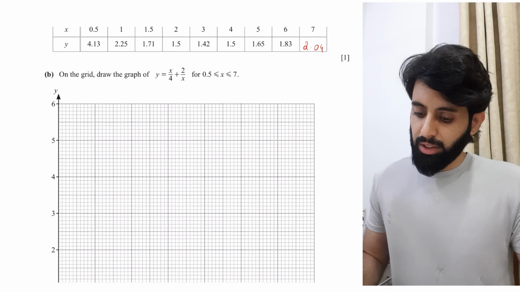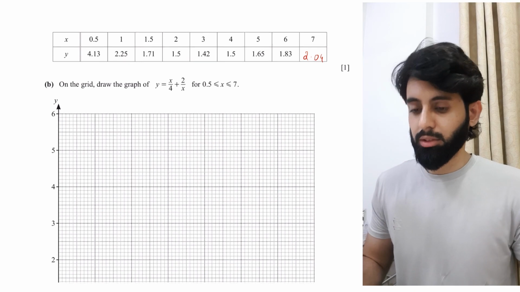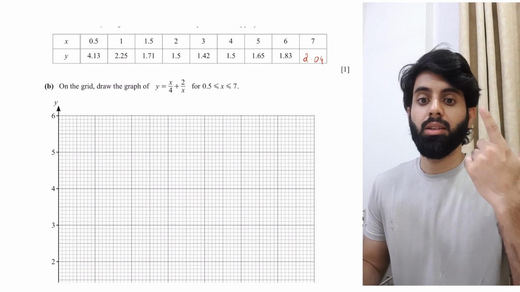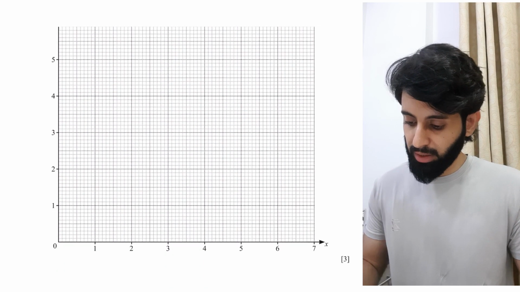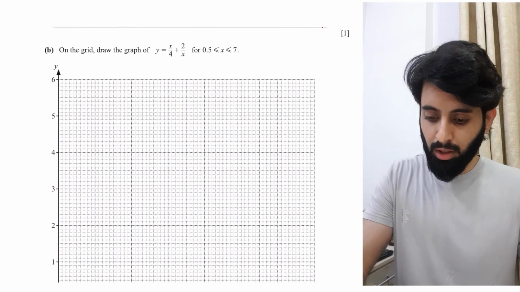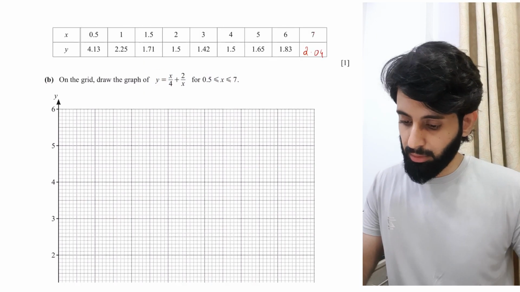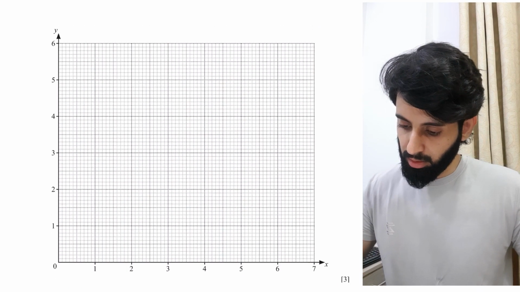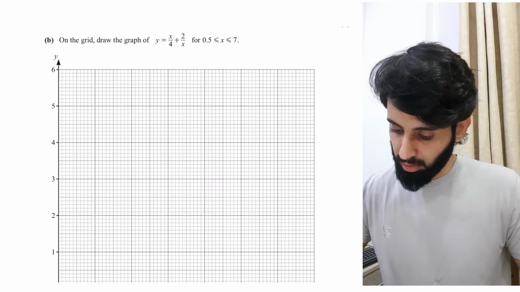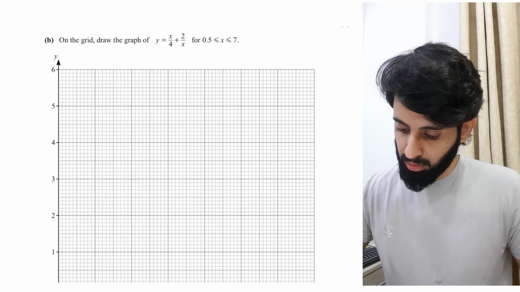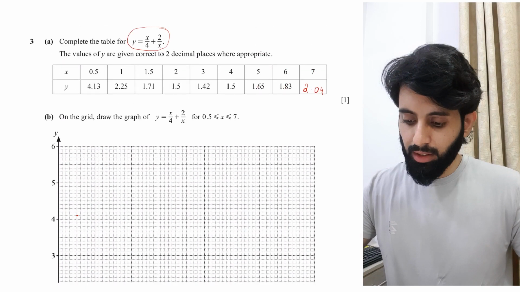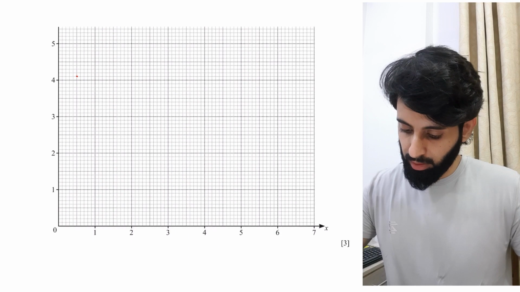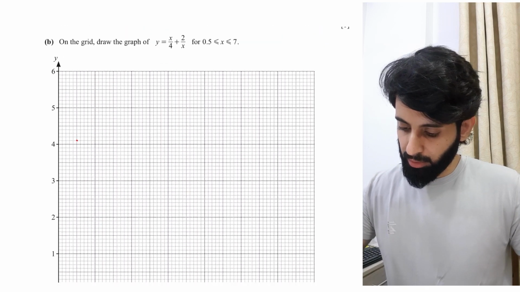Then it says on the grid draw the graph. So graphs of function. So far everyday math, statistics, graphs of function. The corresponding value of 0.5 is 4.13. So 0.5, where do we have 0.5, between 0 and 1, and then 4.13. Let's just place it at 4.1. Then you have 1 and 2.25. So the corresponding value of 1 is 2.25.